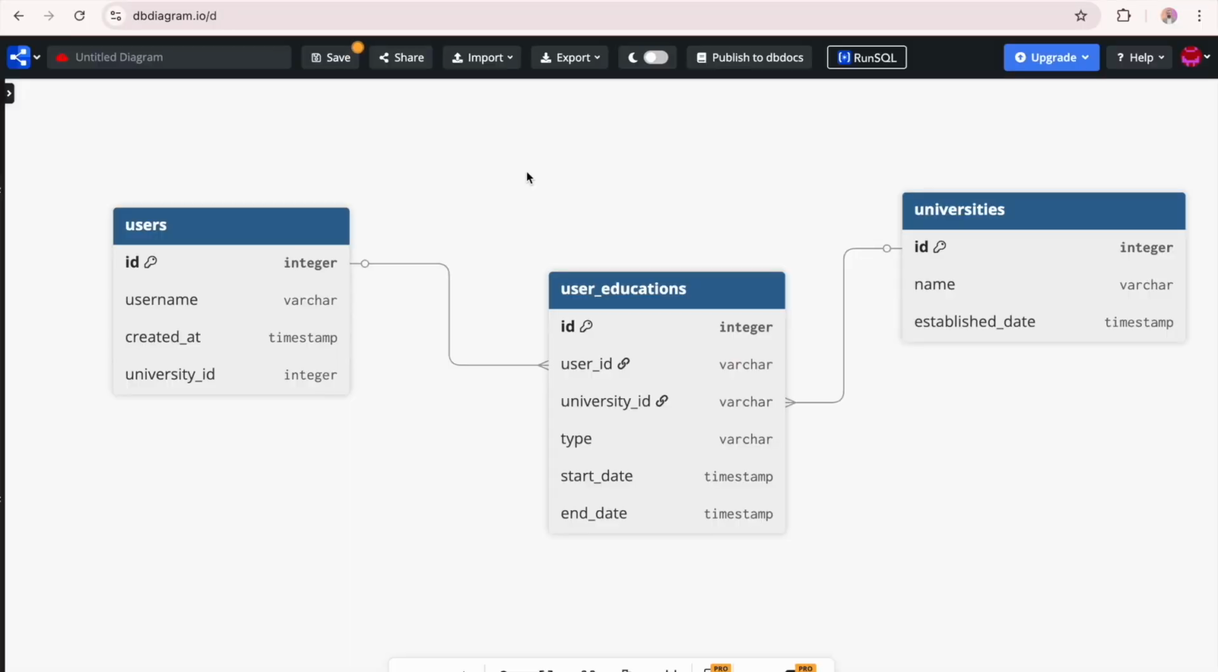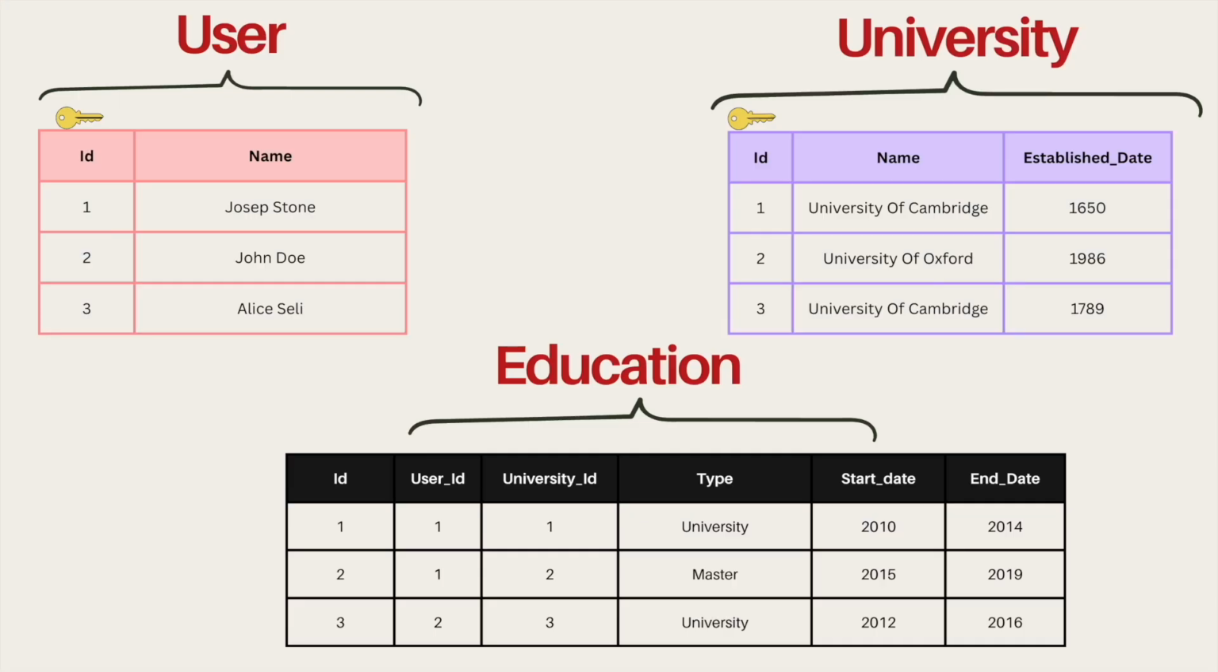In this case, the best solution is to add one more table, which is called user educations, and keep both IDs inside this user education table. That said, from the users, you can get the user's ID. From the universities, you can get the university ID. And the user educations table can store several records related to one user. And each record can reference one university also. By the way, with the power of relationships, we can keep our data normalized inside the database. So right now, let's have a look at how these three tables look with the data.